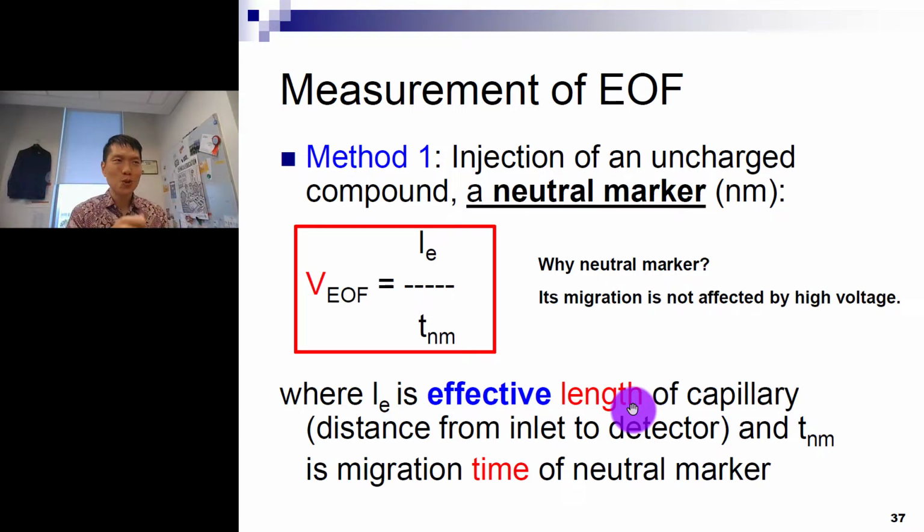We will bring a detector and show you what is the length of the capillary, from the detector to the inlet. So what's the difference there? I will burn a window for you. And the TNM is the migration time of the neutral marker from the inlet to the detector.